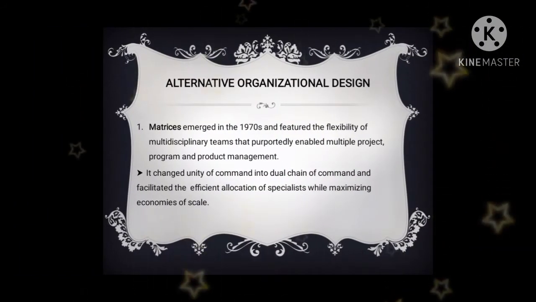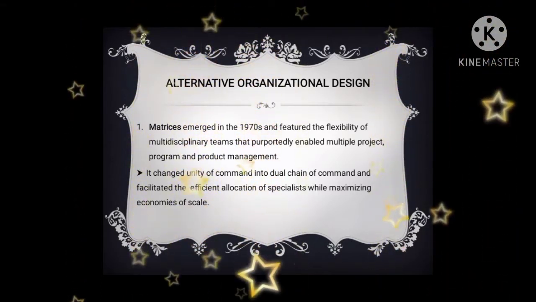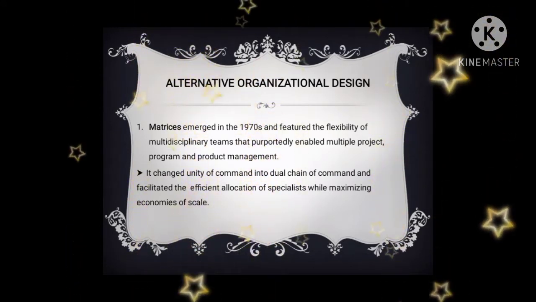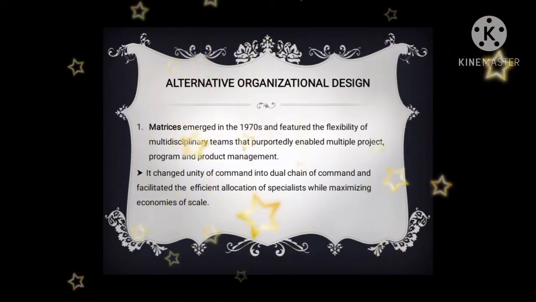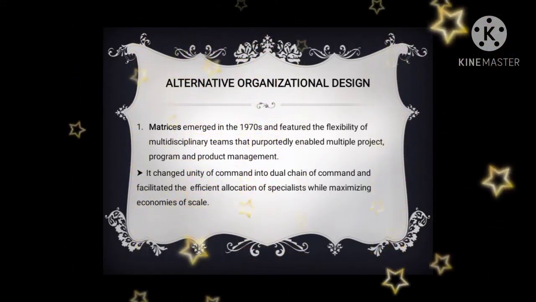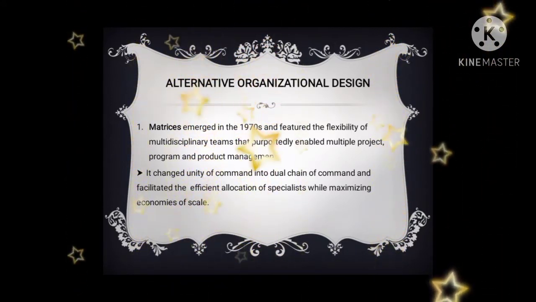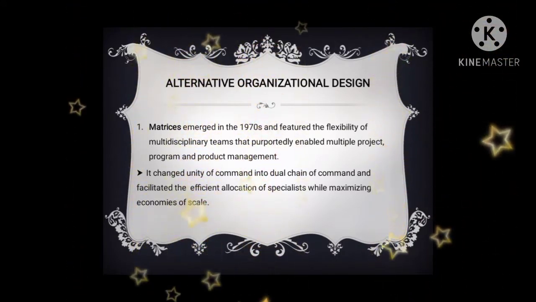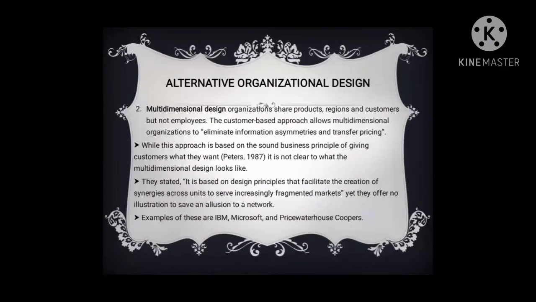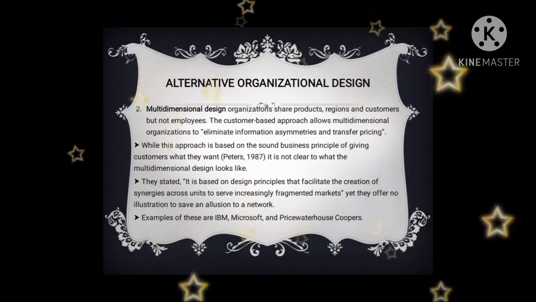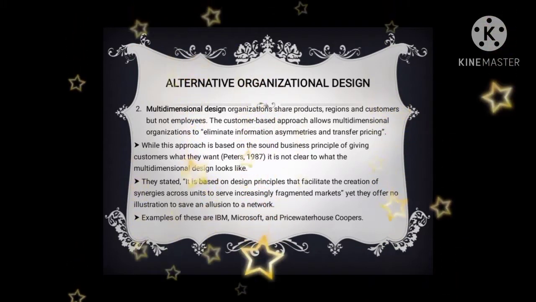The first alternative organizational design is matrices, which emerged in the 1970s and featured the flexibility of multidisciplinary teams that purportedly enabled multiple project, program, and product management. It changed unity of the command into dual chain of command and facilitated efficient allocation of specialists while maximizing economies of the scale.